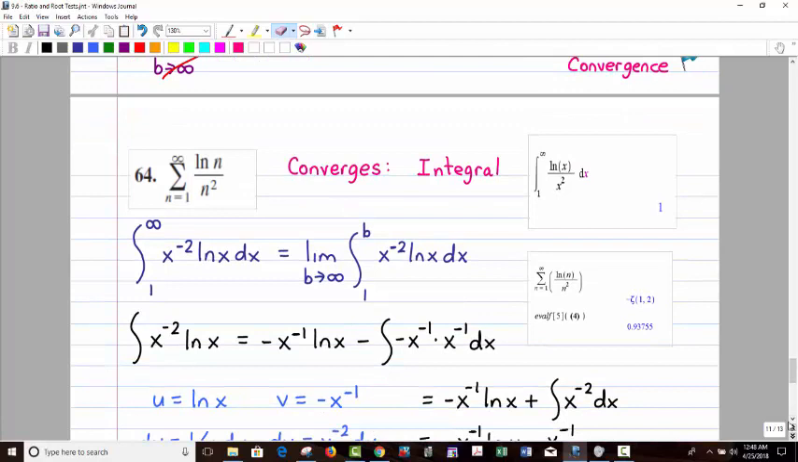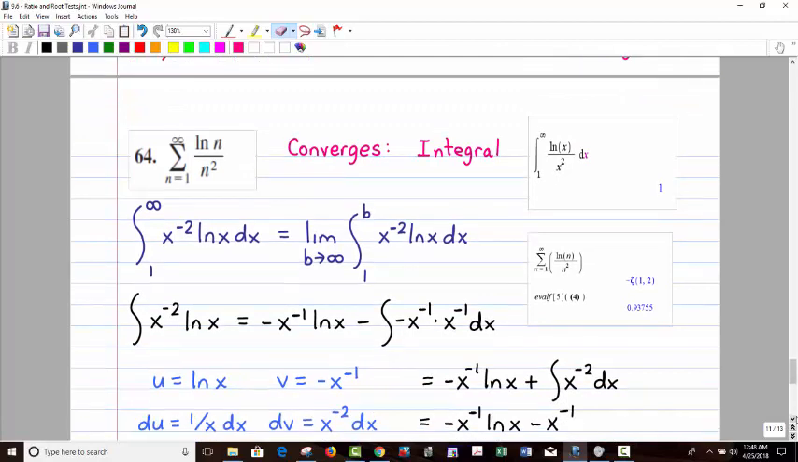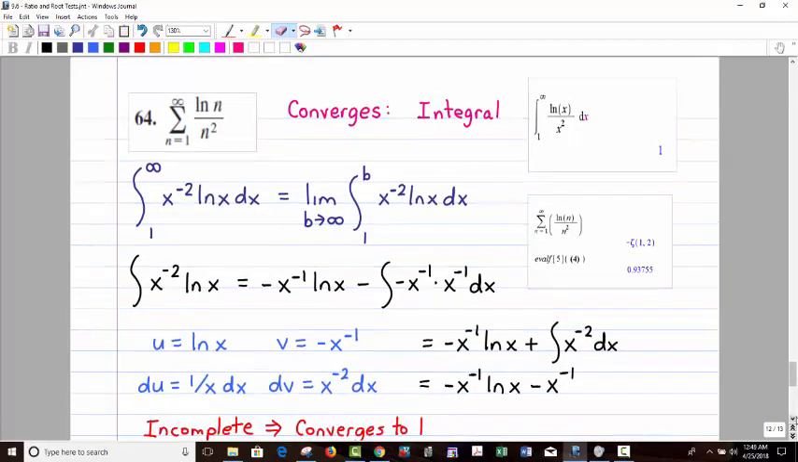Here's another one where the best way to test this would be the integral test. Once again, if you tried direct comparison, that would not work. Limit comparison would not work, because if you compare it with 1 over n squared, the inequality symbol goes the wrong way. You need 1 over n squared to be the larger series, but it's not.